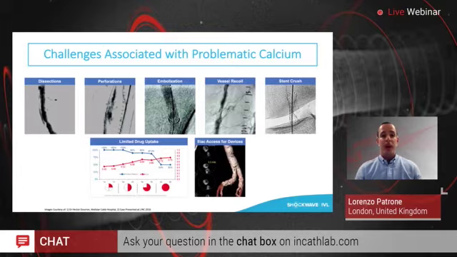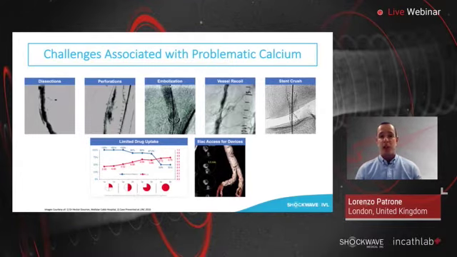The problem could also arise when you want to do any other procedure, especially in the aorta. Iliac access could be a problem because very calcified access can limit our options.